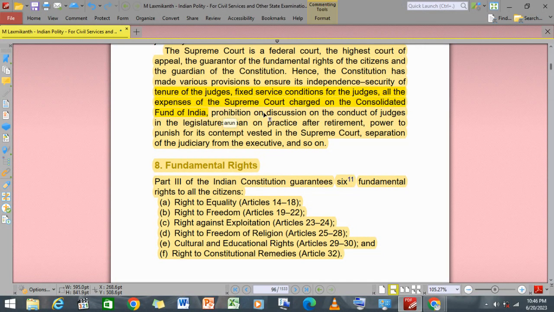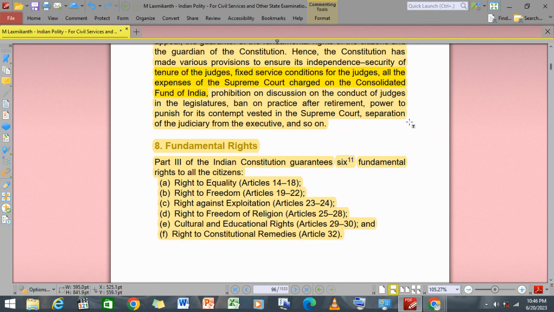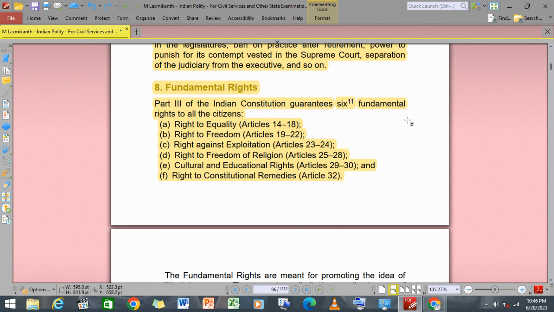Remember it. And prohibition on discussion of the conduct of judges in the legislature, ban on practice after retirement, power to punish for contempt vested in the Supreme Court, separation of the judiciary from the executive, and so on. All these things are there.